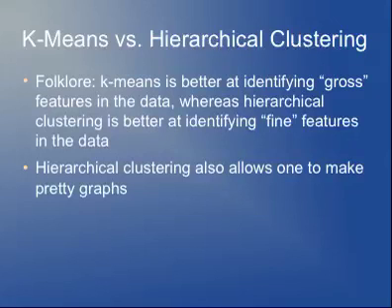So, when should you use k-means and when should you use hierarchical clustering? Well, the folklore is that k-means does a better job of identifying quote-unquote gross features in the data, whereas hierarchical clustering is better at identifying fine features. If you just want to split your data into two subtypes at the top, supposedly k-means is better for that, whereas if you want to find a group of observations that are really similar to one another, but you don't necessarily care if your top level clusters are correct, hierarchical clustering is better.